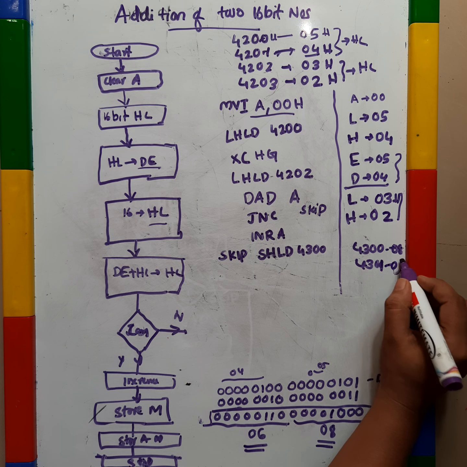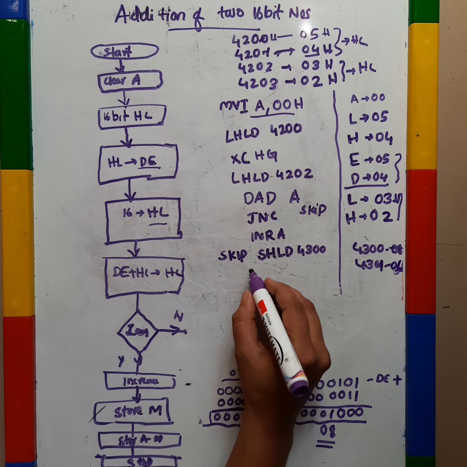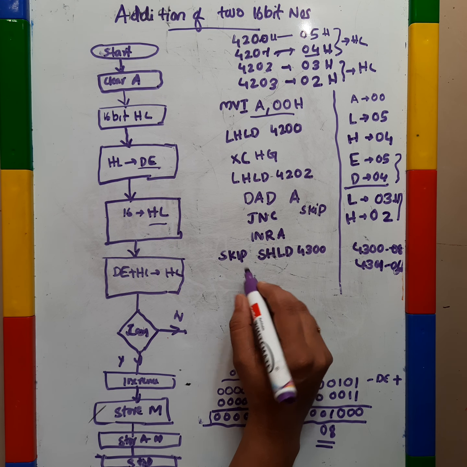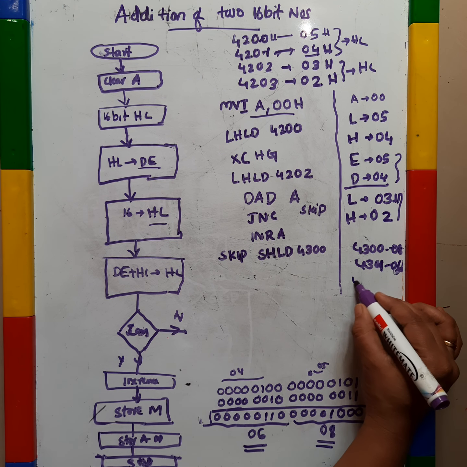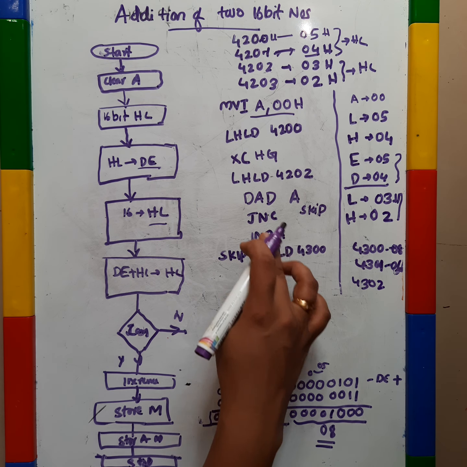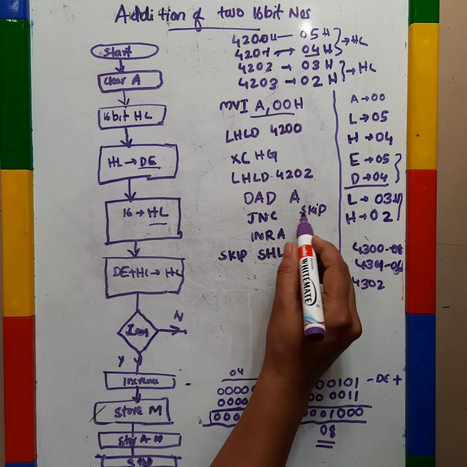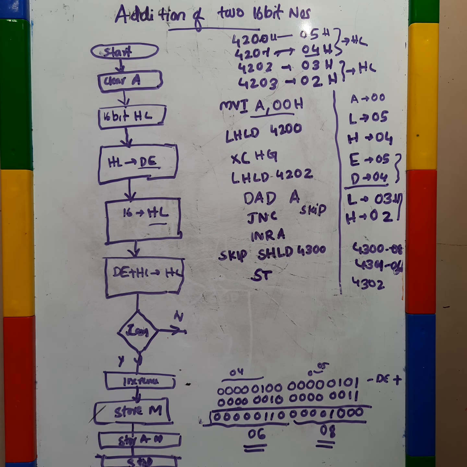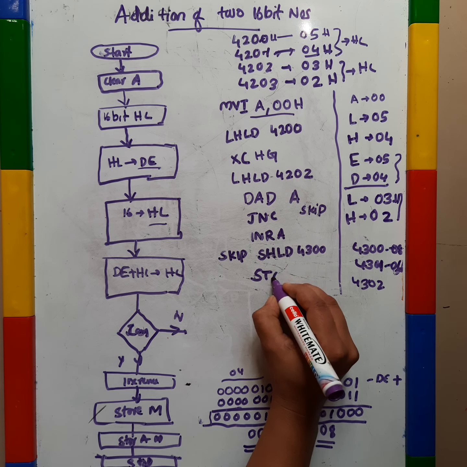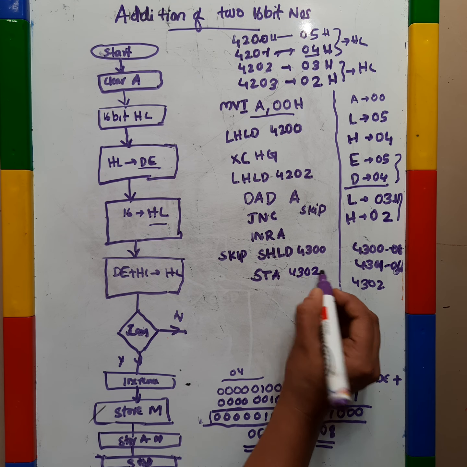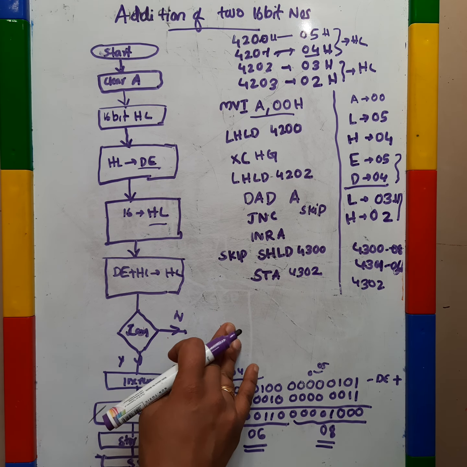4301 memory location. Okay, and after that we have to copy the data of accumulator into next location to indicate the carry. Now here in the accumulator there is no carry, that's why after this step it directly comes here, and to store the content of accumulator we use the instruction STA, we will store the data into 4302. That means whatever the content in the accumulator, that will be stored.